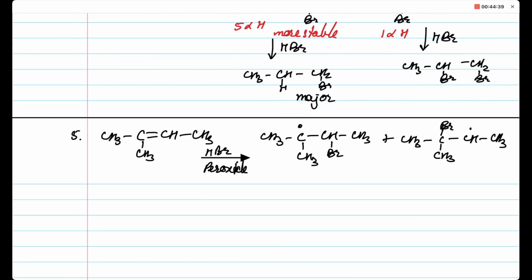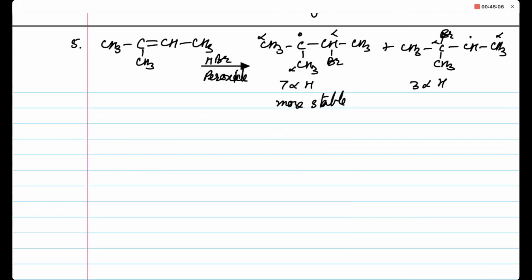Now let's talk about the stability of these radicals. Here, this is alpha, this one is alpha, this one is alpha. So we have seven alpha hydrogens in this first case. And in this one, this is the alpha, this one is alpha. The left alpha doesn't contain any hydrogen, the right alpha contains three hydrogens, so there are three alpha hydrogens. Obviously, this becomes more stable.